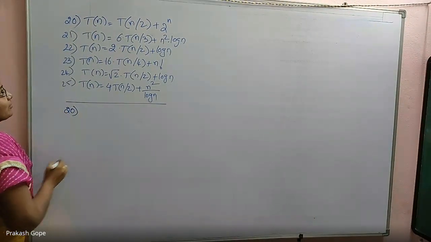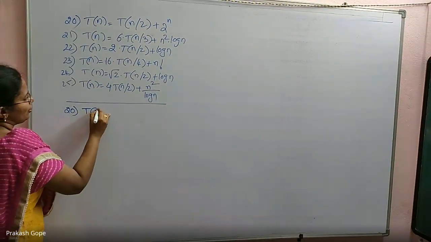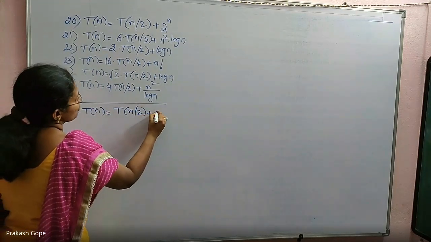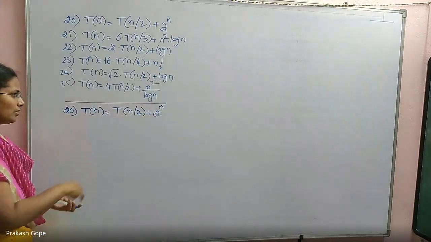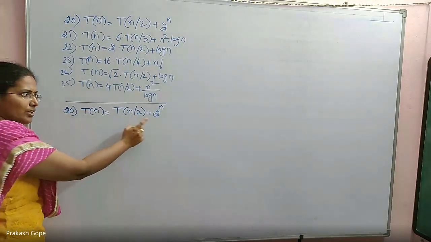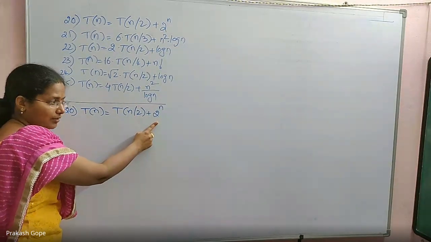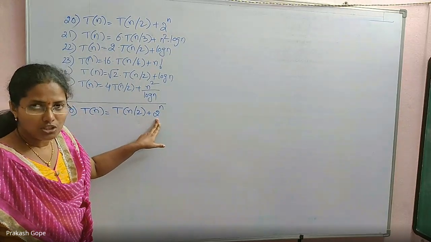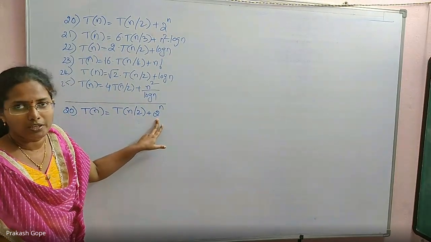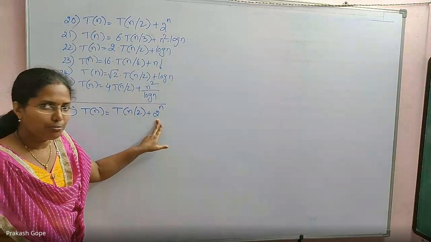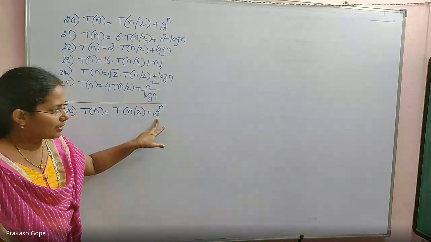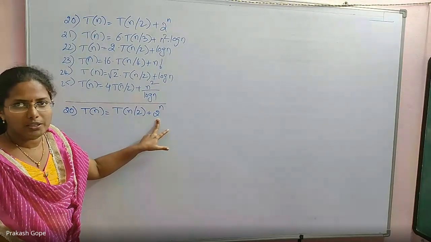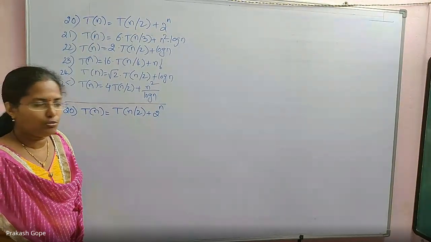Question number 20. T of n is equal to T of n by 2 plus 2 power n. See, this is divide and conquer, that's fine. But is this in polynomial format? Is this n power something? No, it is exponential format, 2 power n. So it is not in polynomial format, so f of n is not big O of n power d format. Which means you cannot apply Theorem 1. So you must go to Theorem 2 only.